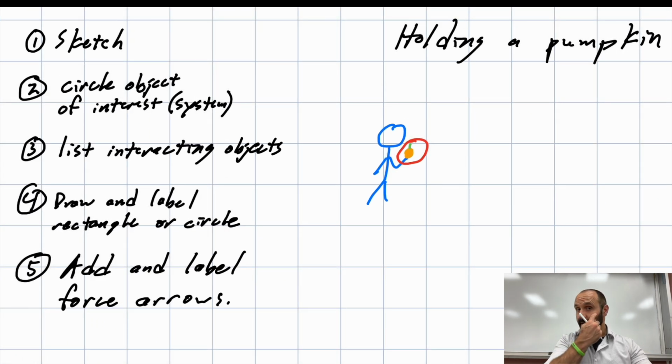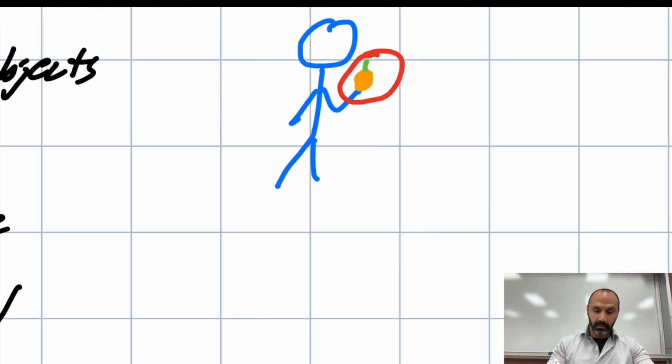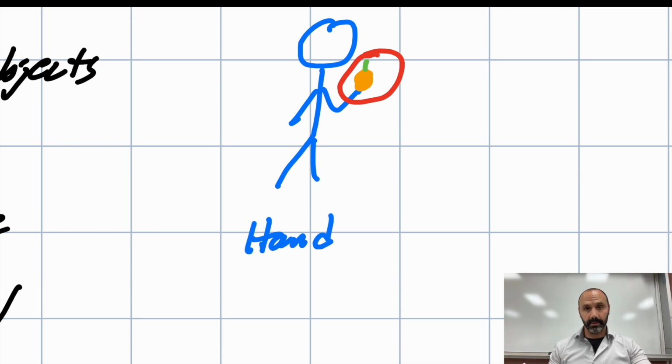Step 3, list the objects that are interacting with the object of interest. The object of interest, another name for that, by the way, is the system. Anytime you're doing Newton's laws, drawing force diagrams, you want to be clear, what is the object or the set of objects that I'm analyzing? All right, so what are the objects interacting with the pumpkin? Well, clearly, one object would be the hand that's holding the pumpkin.